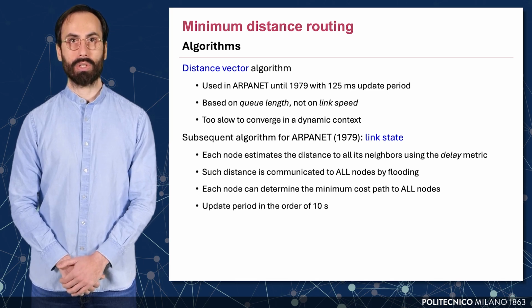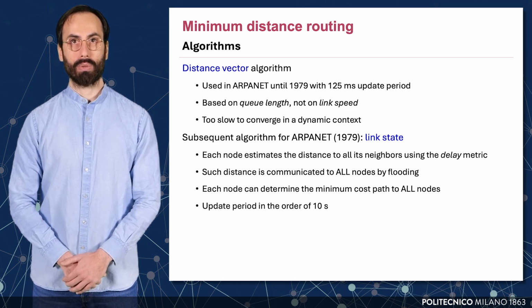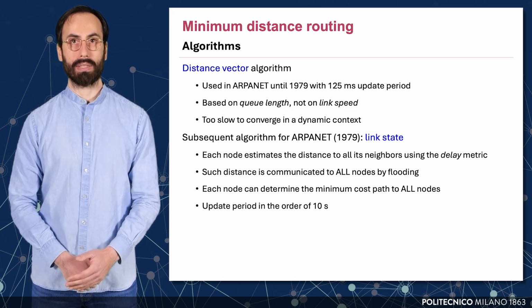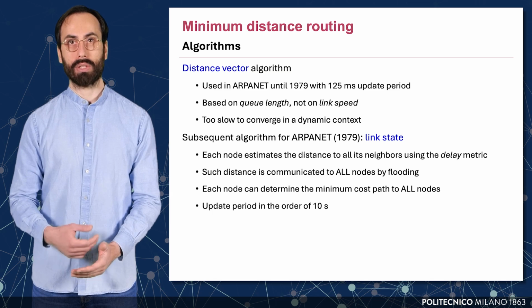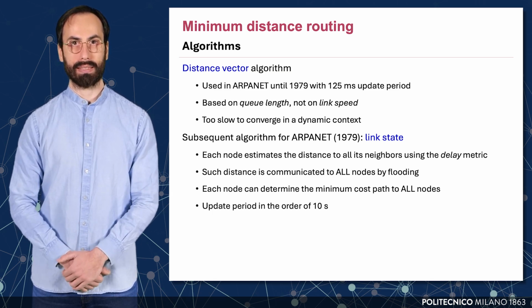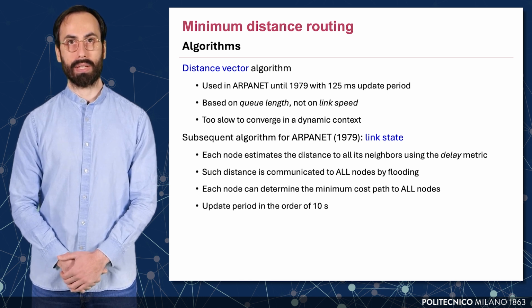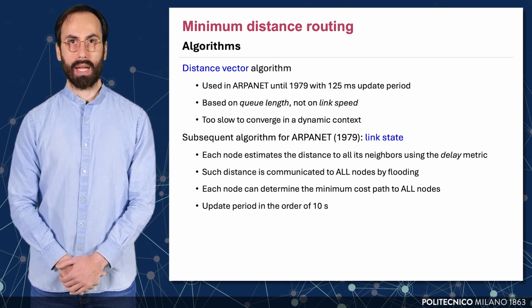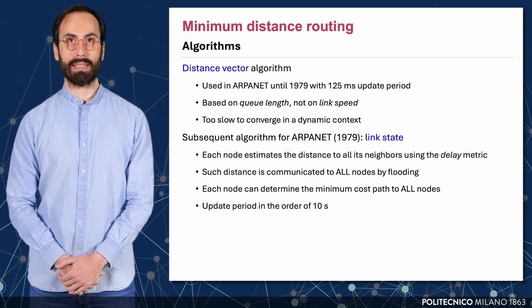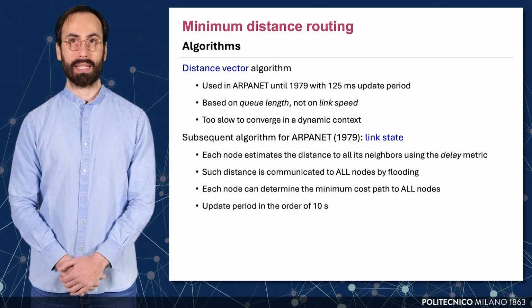That led to the adoption of the link state algorithm in 1979. In this approach, each router estimates delay to its neighbors and floods that information throughout the network. This allows every router to compute the best paths independently using global information. It's more reactive and converges faster. With link state, update intervals were increased to around 10 seconds, significantly reducing overhead and improving stability in dynamic environments.